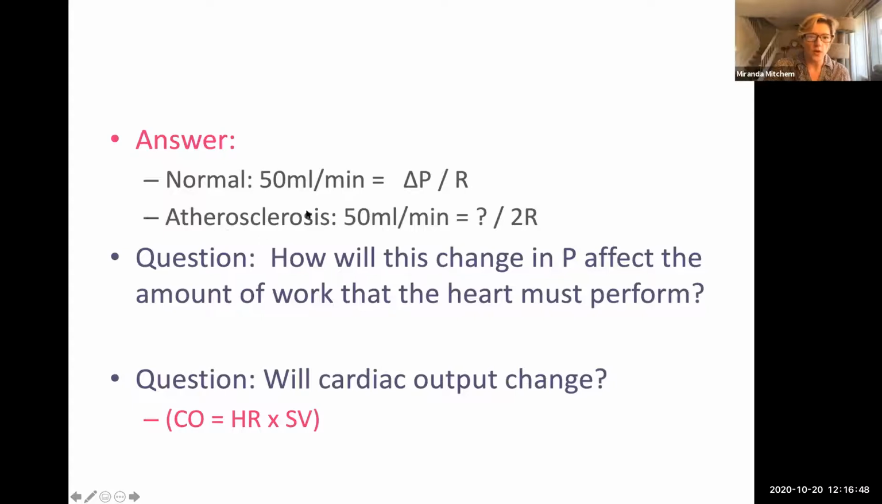So we're told that normal is 50 millimeters per minute. But what happens with atherosclerosis? What we've done is we've taken the flow, 50 mils of blood per minute, which is equal to the change in pressure divided by resistance. And now we're algebraically rearranging that equation so that we can solve for the change in pressure when we double the resistance. We'll look at that in the next slide.